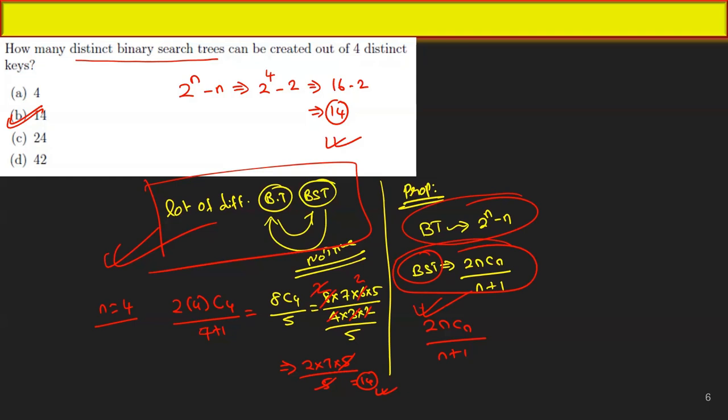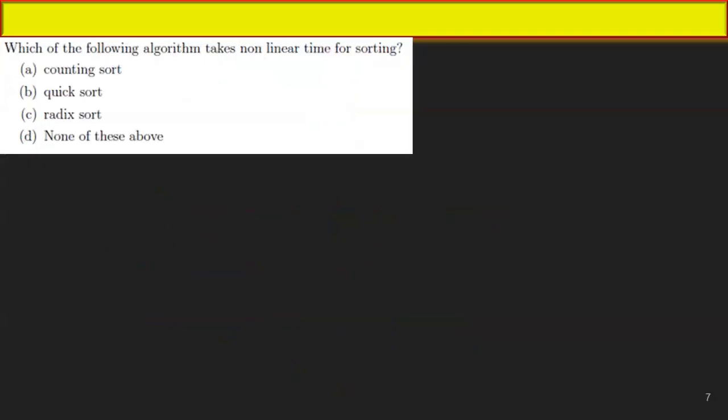Next one. Very, very interesting question. It looks small, but there are many things inside. Which of the following algorithms takes non-linear time for sorting? Then you have to apply with respect to the worst case only. Whenever they are asking only one complexity, you have to go to the worst case.